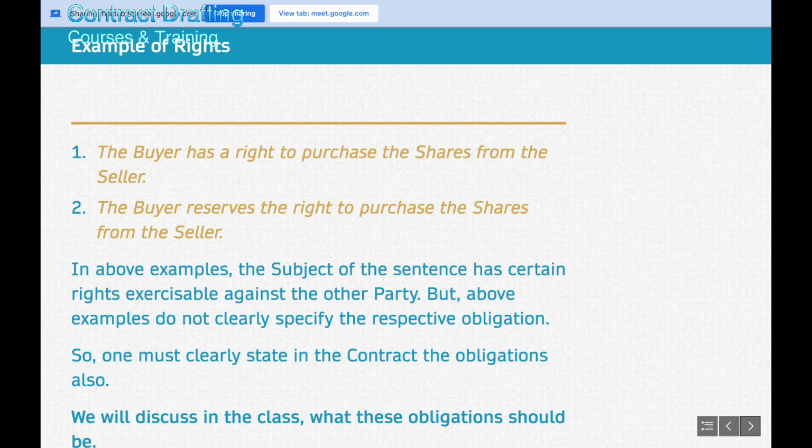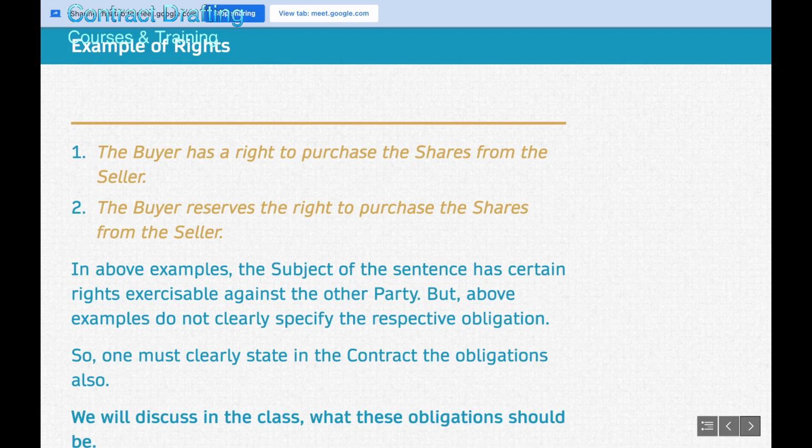The first statement is a clear right, and the second is an option. It is an optional right or an optional obligation, you can say. It is not a clear-cut right. So once you say the buyer reserves the right, that means he or she can exercise that right or not exercise that right. The subject will always have a right against the object, that is the other party. So the buyer is the subject and the seller is the object.